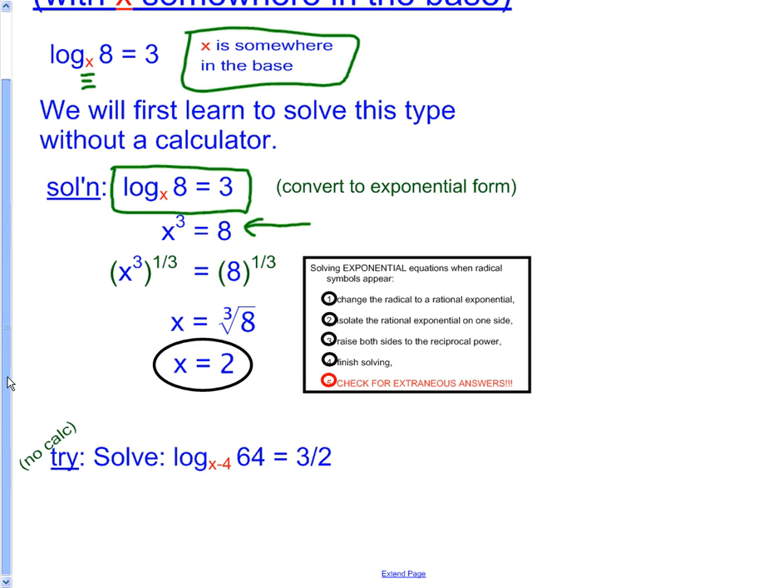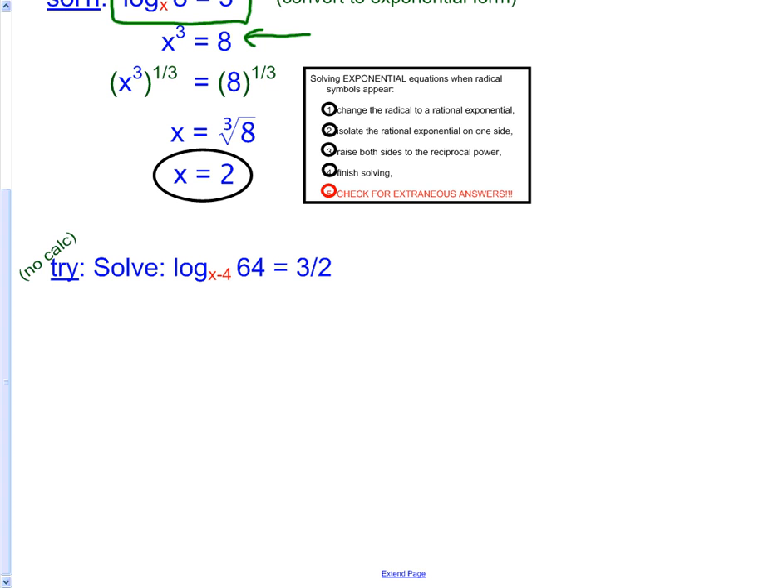All right. So this one right here has my base to that power equals that answer. Once you write that out, see if you can solve this one yourself. (x minus 4) to the 3 halves. Notice I put it in parentheses. Equals 64.